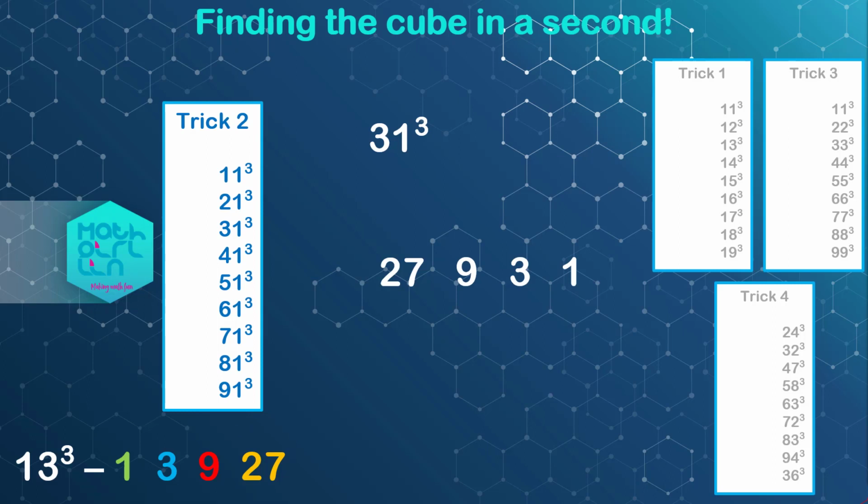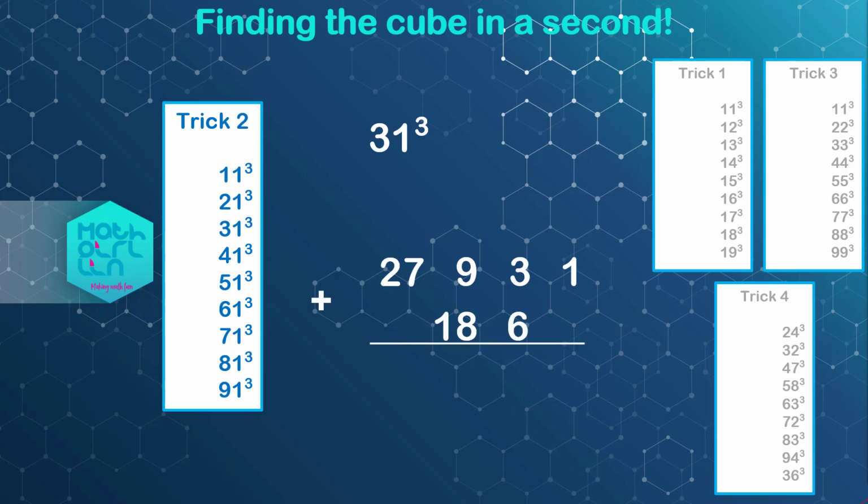Now just like before, we double the second and third set. Double of 9 is 18 and double of 3 is 6. Finally, add them up. 1 comes down as is, 3 plus 6 is 9, 9 plus 18 is 27. We write the 7 and carry the 2 forward. 27 plus 2 is 29. 31 cubed is 29791. Easy, right?